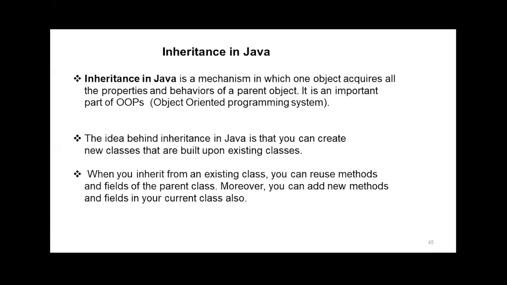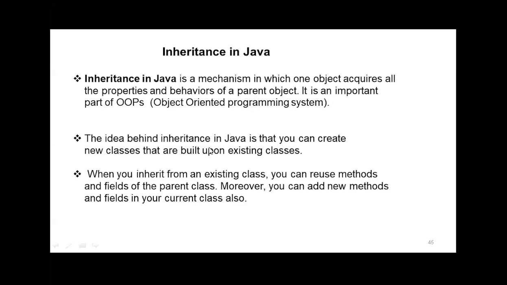Inheritance in Java is a mechanism in which one object acquires all the property and behavior of a parent object. Like we discussed, the child class acquires the property of the parent class. So technically, one object, what is the one object? One object belongs to the child class object. It acquires all the property. What is the meaning of property? Data member and member function, and behavior of a parent object. It is an important part of OOPS, object-oriented programming system.